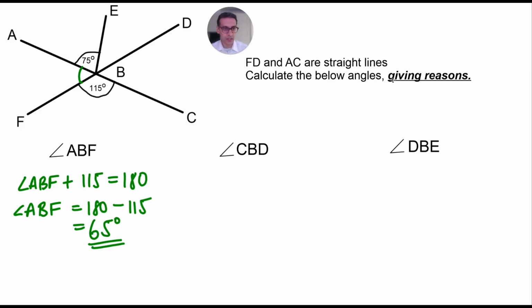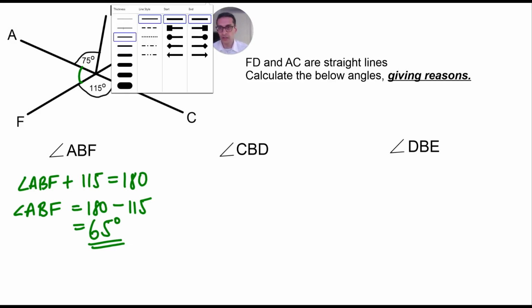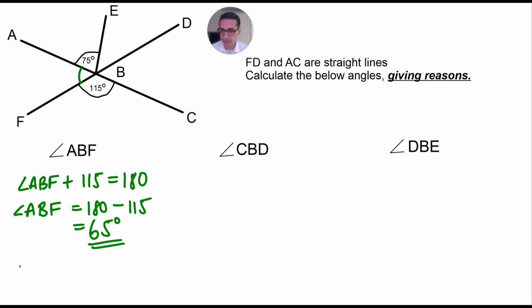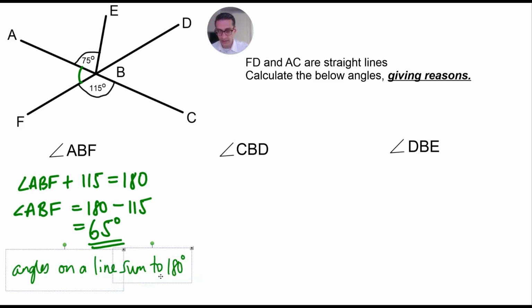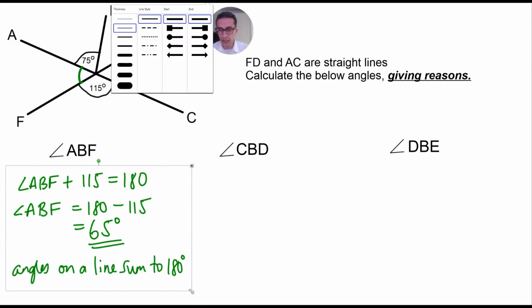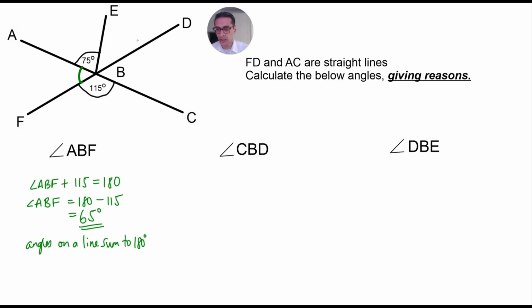The reason, it says give reasons, is straightforward. It's just angles on a line sum to 180. If you want to be super strict about it, it should be angles on a line at a point sum to 180 degrees. You should not say angles on a line equal 180. That doesn't make sense to say that. Okay, so we've got that, and we've labeled it on the diagram. So we can see that this is going to be 65.